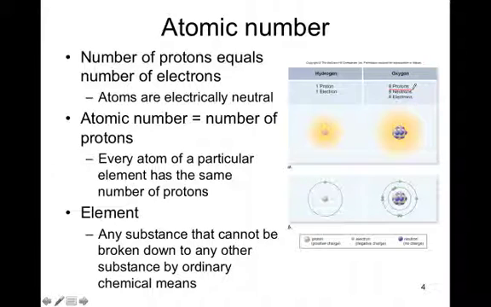The number of protons tells us the atomic number of the atom. Every atom of a particular element has the same number of protons. That is, oxygen will always have 8 protons, and anything that has 8 protons is oxygen. Now, a number of atoms of the same substance is an element. So an element is any substance that can't be broken down into any other substance by normal chemical means. It's purely one kind of atom.